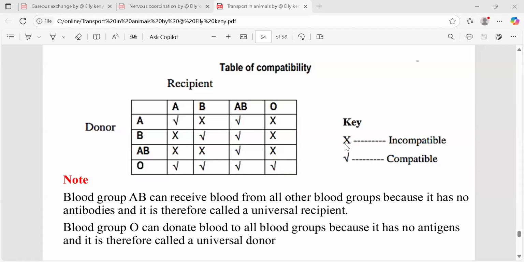So between AB and O, who is better? AB receives from anyone, while O can give to anyone, but they only receive from O. So who is better in life? People are saying AB is better. So whoever is AB should be very proud of themselves.